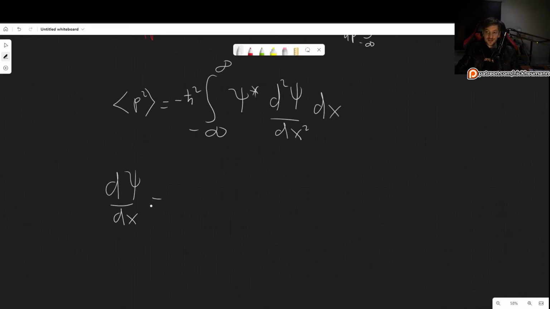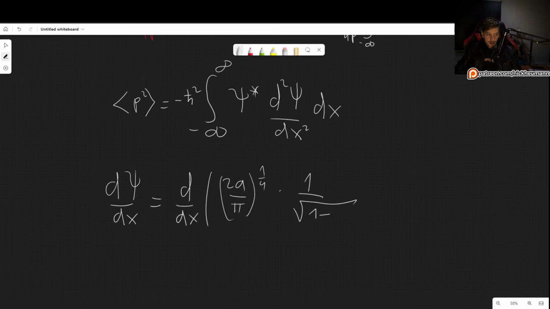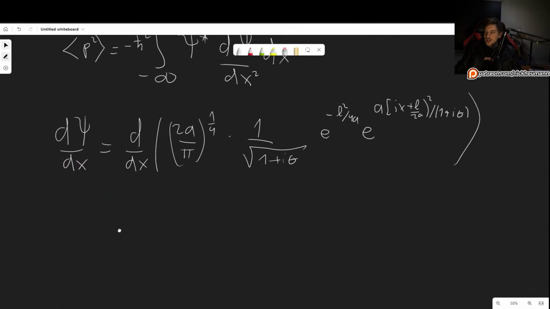So of course, we need to calculate the first one. So this is the derivative with respect to x of, let's see, 2a over pi to the 1/4 times, well, this is a bunch of constants, so 1 plus I theta. Then we have e to the minus L squared over 4a. And now comes the relevant part, so that's e to the a ix plus L over 2a squared divided by 1 plus I theta. Okay, so we have to take the derivative of this.